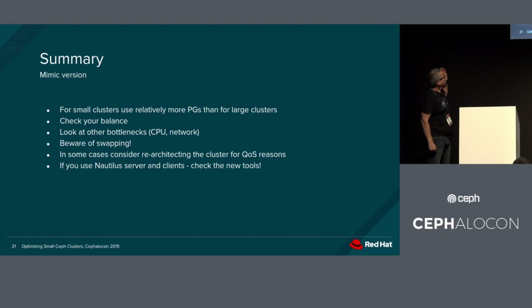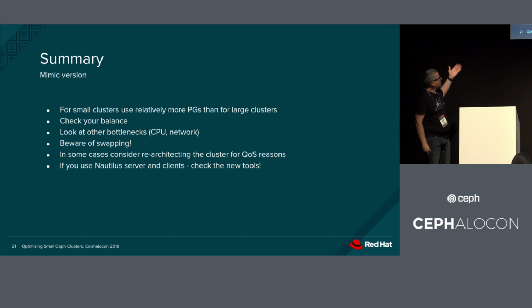So, summary. One minute late. For small clusters, use relatively more PGs than for large clusters. The balancing over a small number of PGs per pool doesn't work well. Check your balancing. Look at it. Look at other bottlenecks. CPU and network, I didn't talk about this, but CPU and network go together. Today, if your NICs are not offloading the load, maybe you get a very fast connection, but you don't have any CPU left for other things. Beware of swapping.